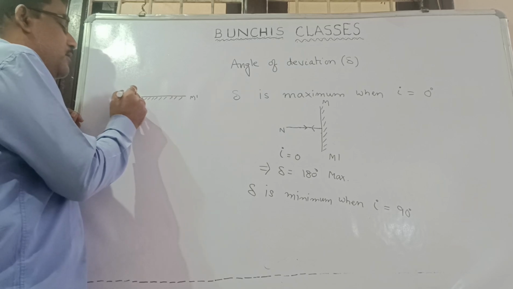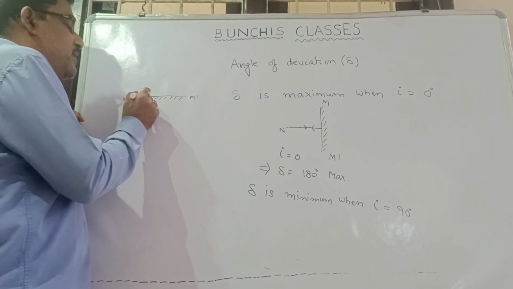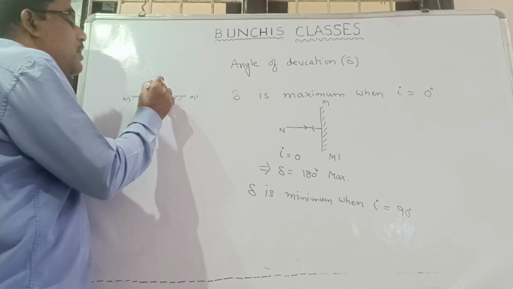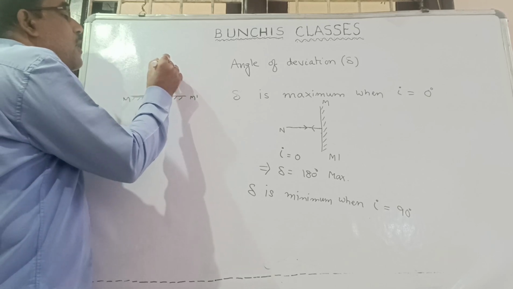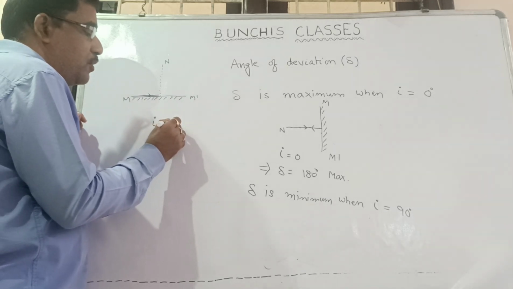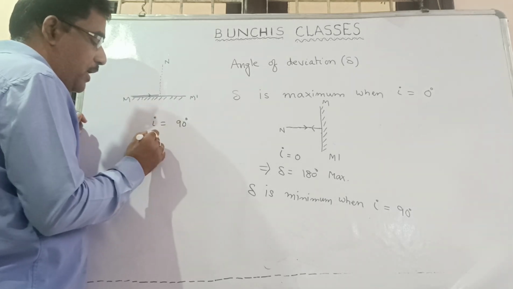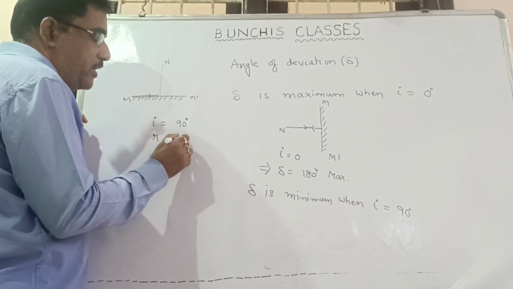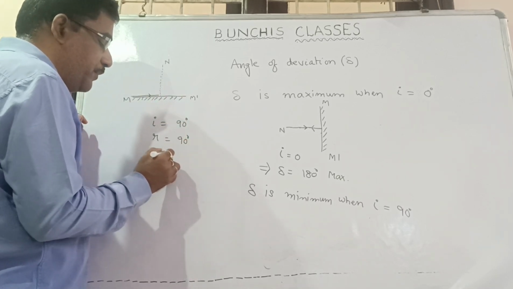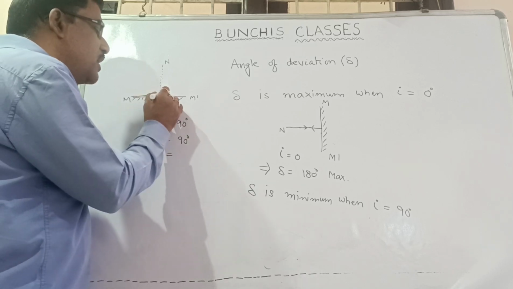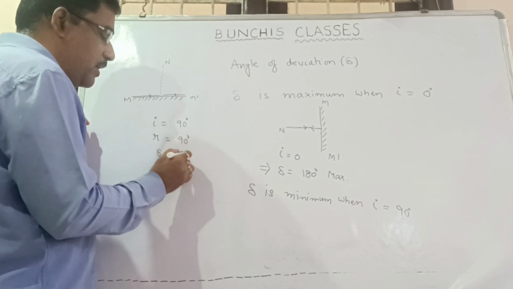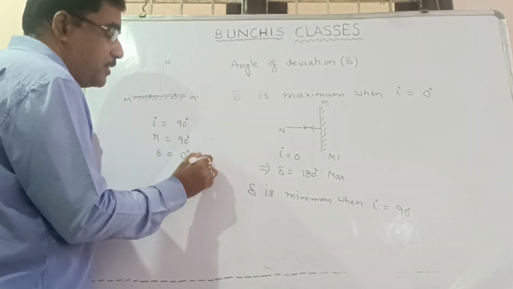See here, incident ray is grazing like this, and this is normal. Then what is angle I? Angle I is equal to 90 degrees. Angle R is equal to 90 degrees. Then what will be delta? Delta is equal to same. Angle R is going like this. So delta will be 0, which is minimum.